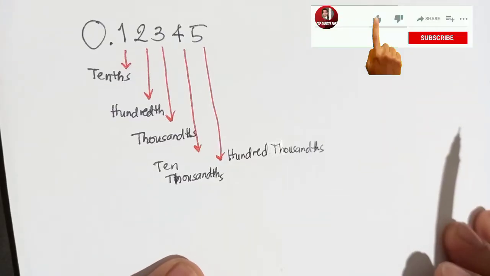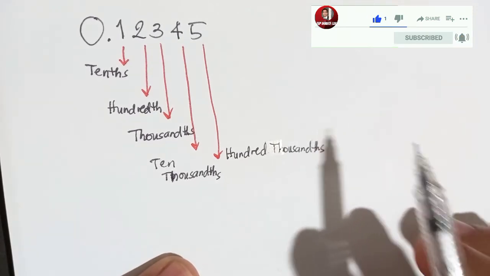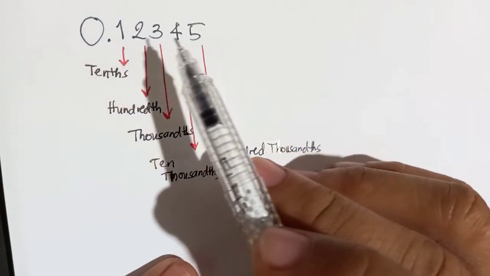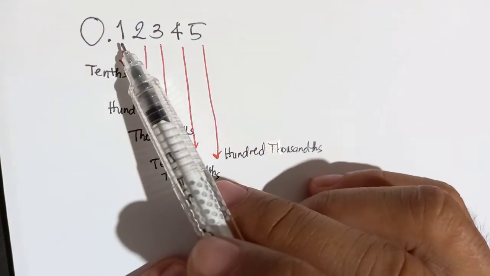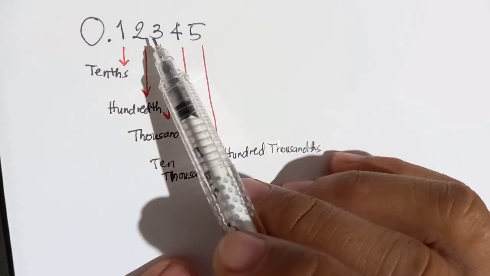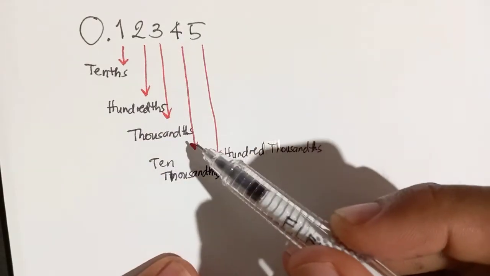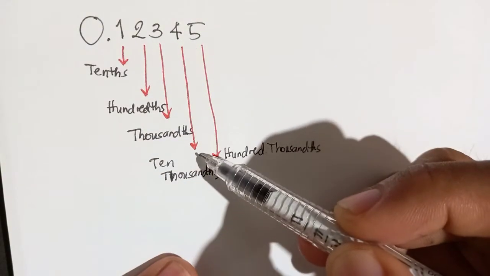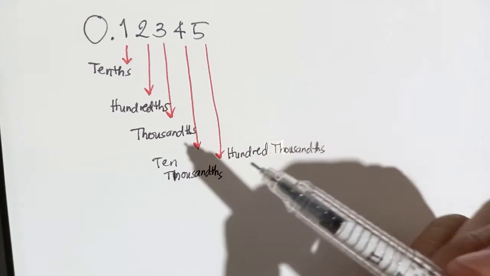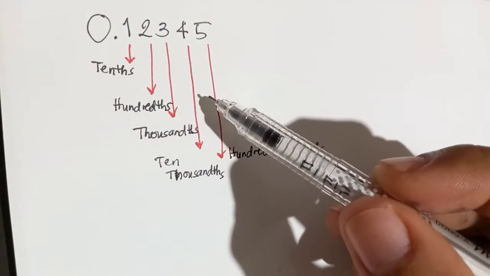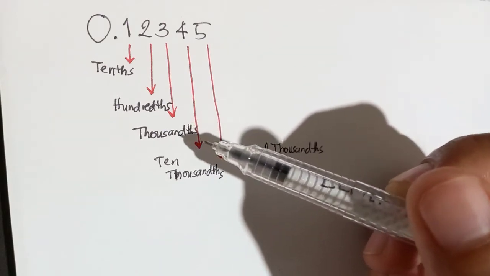Before we change decimal into fraction, we need to review first the decimal places of a decimal number. If you have 0.12345, the decimal places are the following. The decimal place of 1 is tens. The decimal place of 2 is hundreds. The decimal place of 3 is thousands. The decimal place of 4 is ten thousands. And the decimal place of 5 is hundred thousands. We will be using these decimal places for our process in changing decimal into fraction.